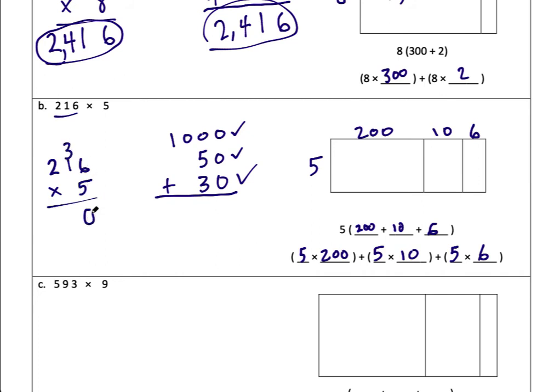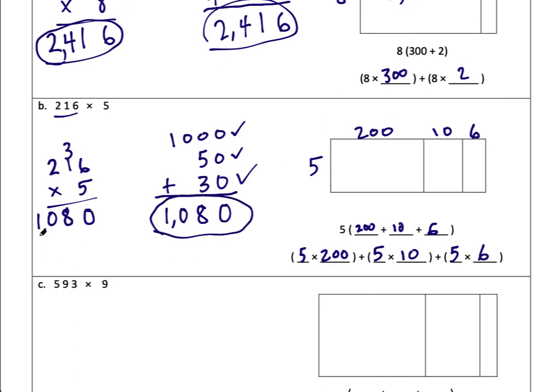I regroup in this method, remember. 5 times 1 is 5, plus 3. Remember, we add what's on top. We don't multiply. That is 8. And then 5 times 2 is 10. So 1,080. Let's do this to make sure we get the same answer. Yes, we do. And, yep, that's all we need to do, really.